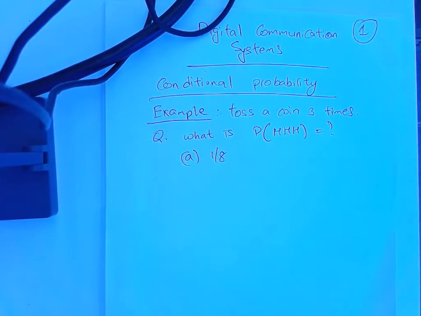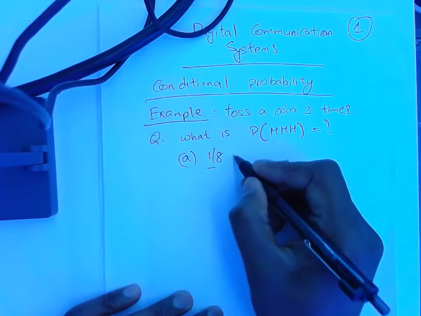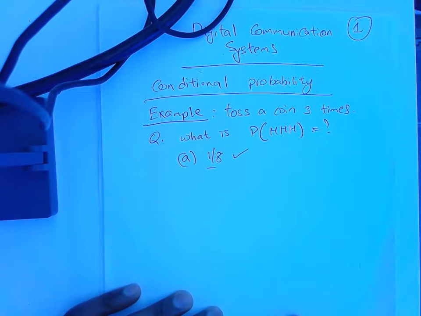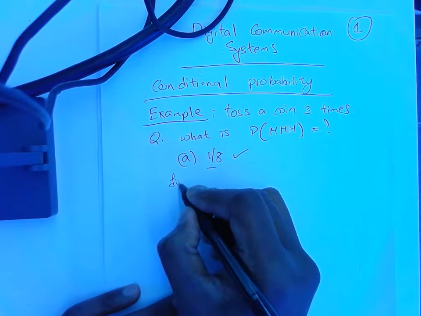Everybody 1/8, right? So in the experiment there are 8 possible outcomes, right? So 2 possible outcomes for each toss. So 2 times 2 times 2, we have 8, and all of them are equally likely. So we have 1/8 for each outcome. So 3 heads is one of the outcomes, so the probability should be equal to 1/8, right? So now let's say I will tell you that the first toss was heads.